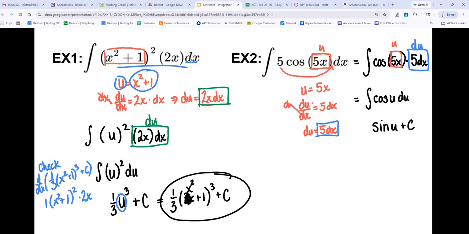Right. Derivative of cosine is negative sine. Integral of cosine is positive sine. The signs are opposite. So whenever we integrate here, now I've got sine of u plus c. The only thing I've got left to do is plug your u back in. So I'll have sine of 5x plus c. That'll be my answer. Okay, questions? All right, let's keep going.